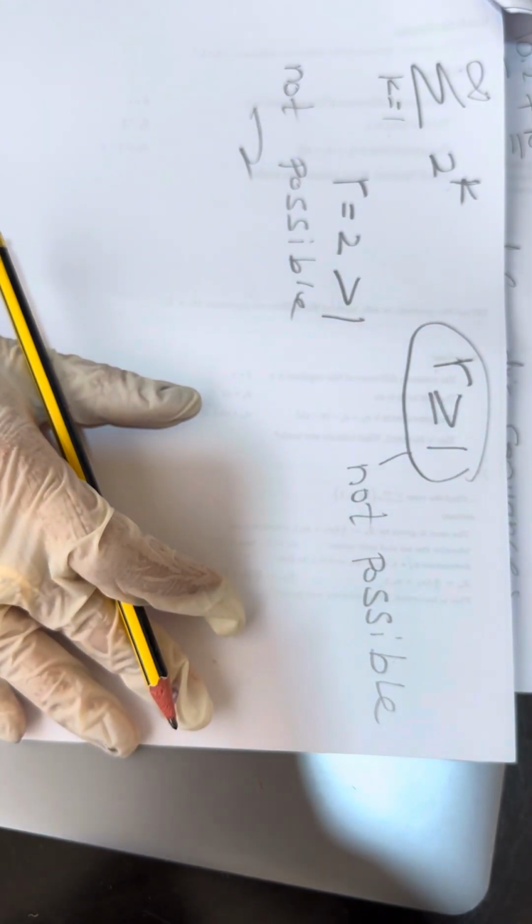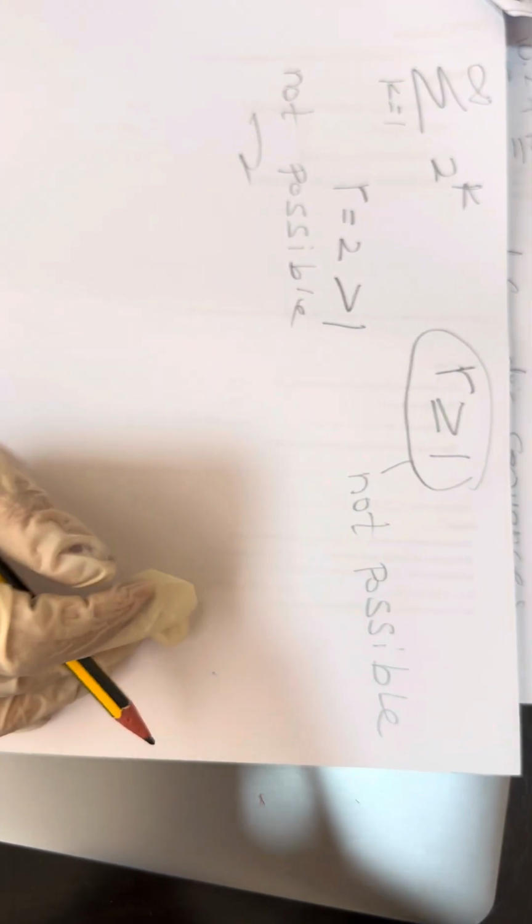So this is about how to find the sum in the geometric sequence, or how to check whether sequences are arithmetic or geometric.